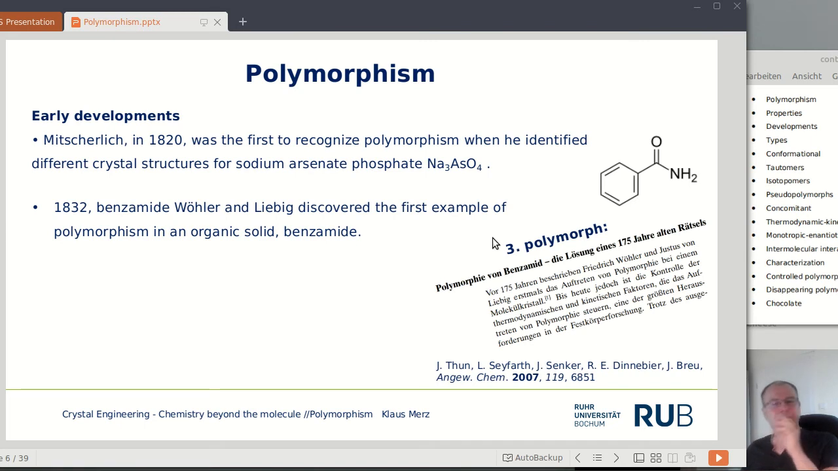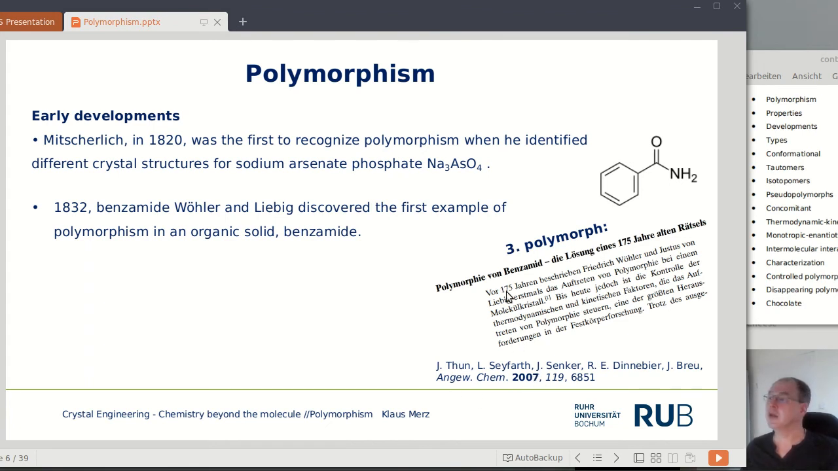And very crazy, this was 1832. And some years again, 2007, Angewandte Chemie, a top-ranking journal, the group of Dinnebier and Breu published the third polymorph of benzamide. It was important enough, this polymorph, that this contribution was accepted by Angewandte Chemie in 2007.